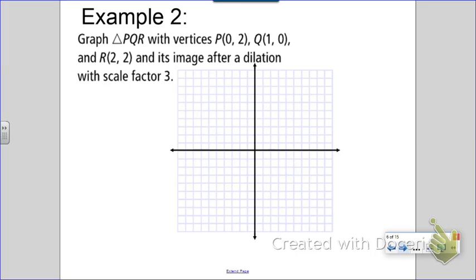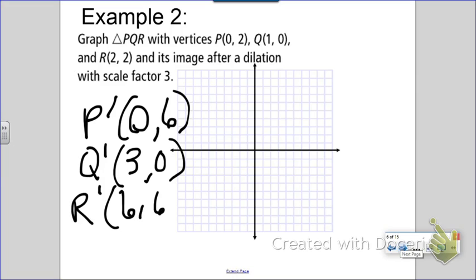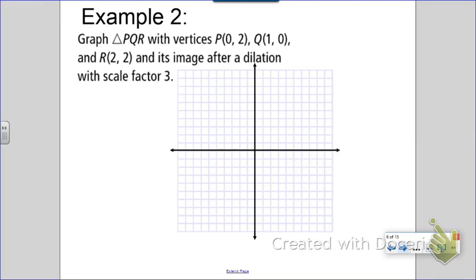On the next example, we have an image after a dilation with a scale factor of 3 to be found. If we take each of the points and multiply them by 3, P prime would be at 0, 6, Q prime is going to be at 3, 0, and R prime is going to be at 6, 6. We'll look on the next slide to see the graphed image.